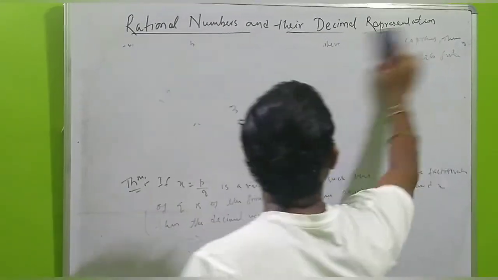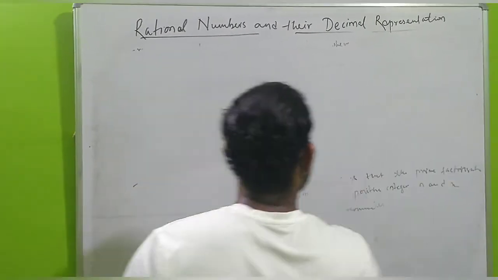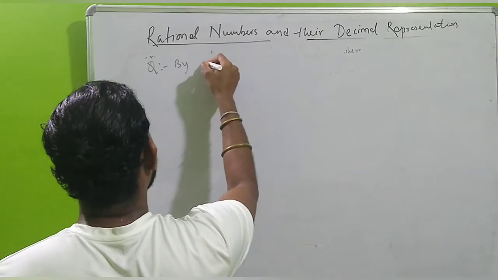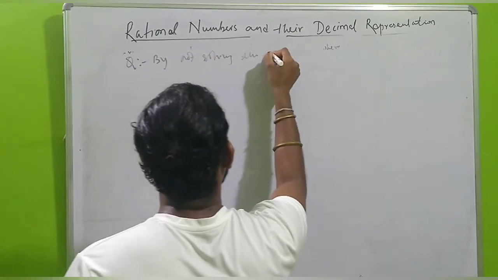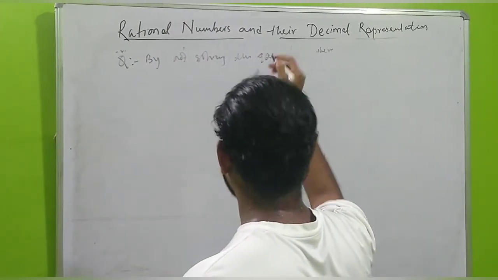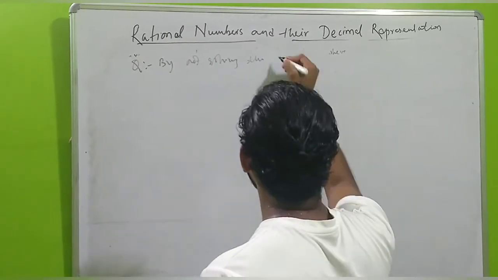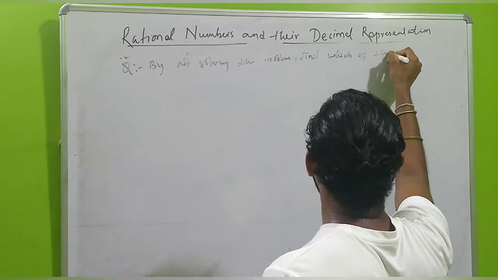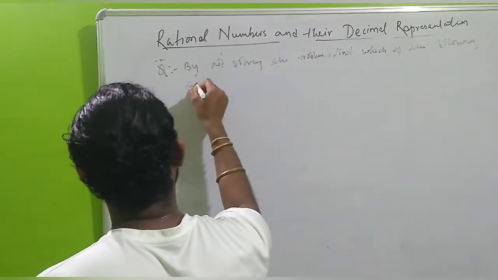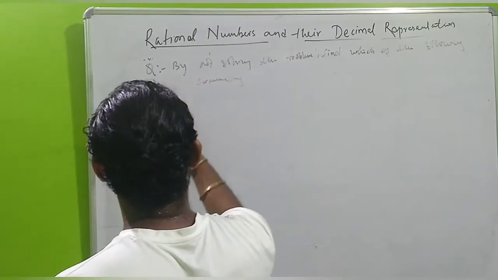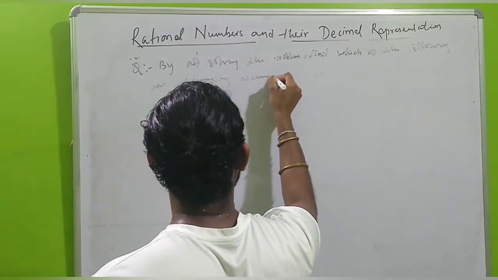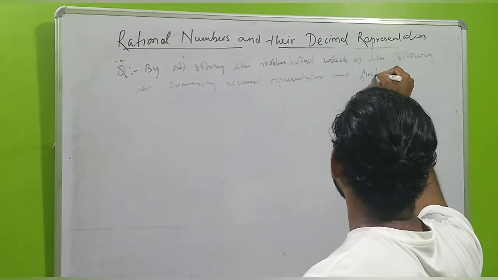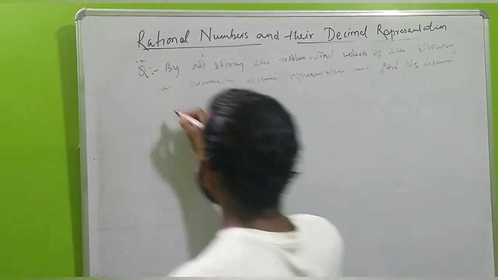The question is, by not solving the problem, find which of the following has a terminating decimal representation, and find its decimal representation. Okay, find its decimal representation.